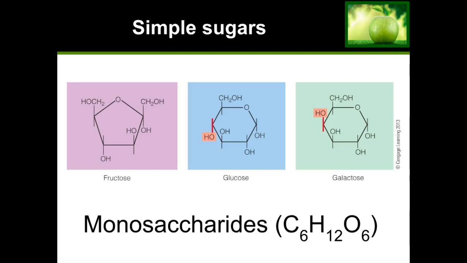Let's take a look at simple sugars. Simple sugars are illustrated here. They are also called monosaccharides. They all have the formula C6H12O6. They include glucose, fructose, and galactose. Fructose is the sweetest of the three simple sugars illustrated here. And you can see they have slightly different structures based on the position of some of the side chains.